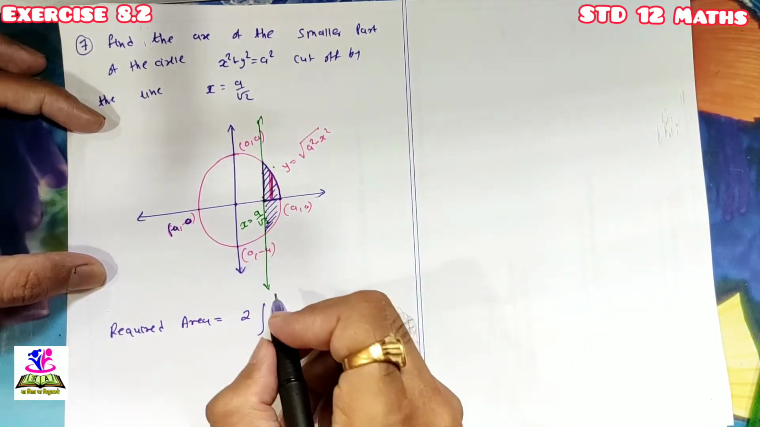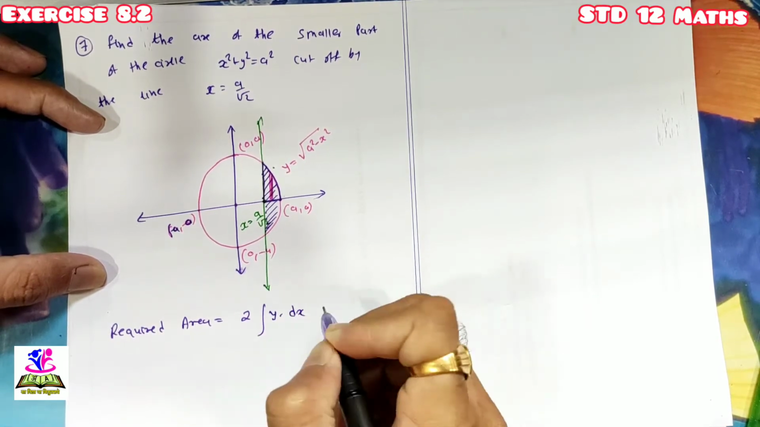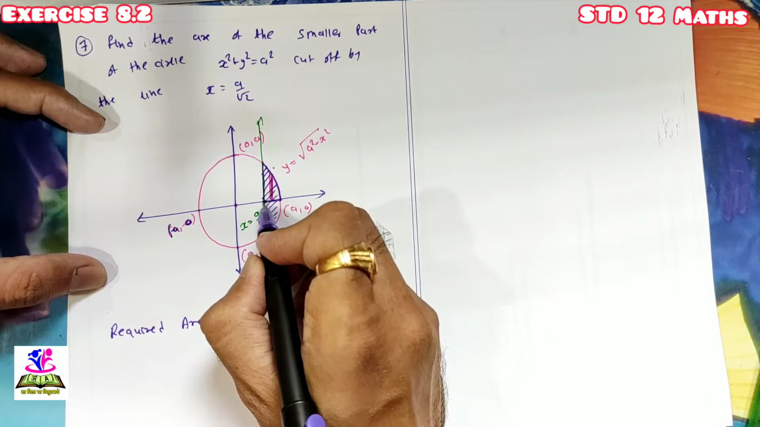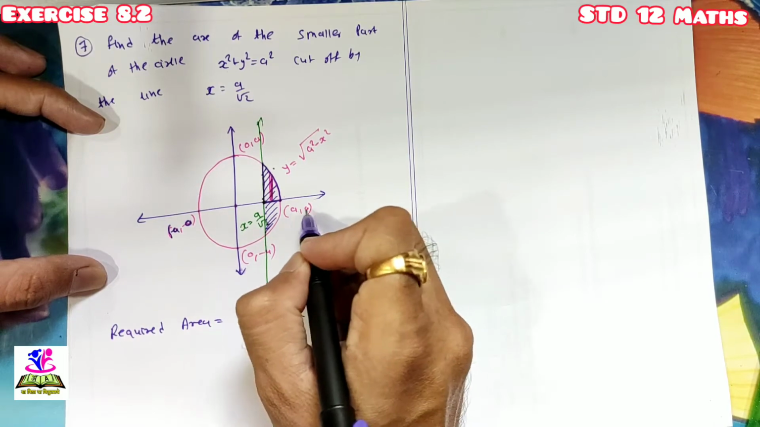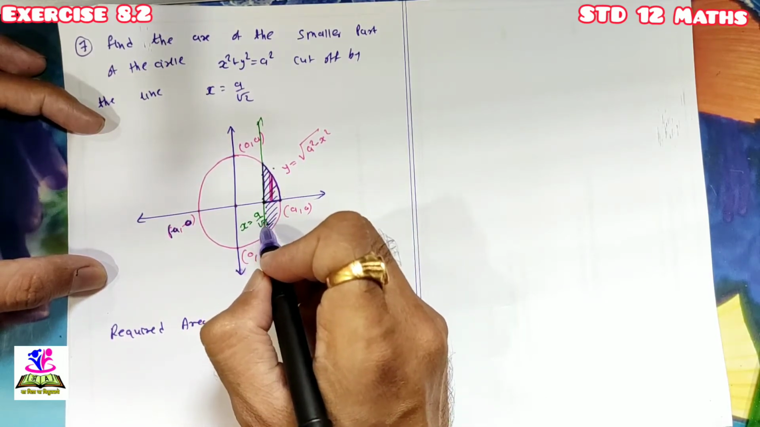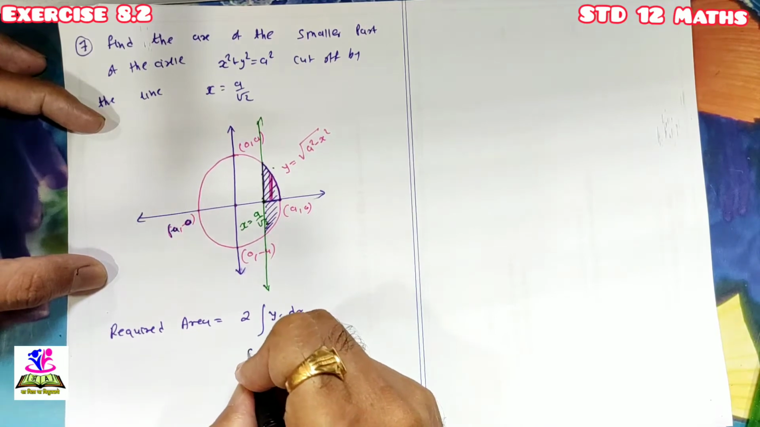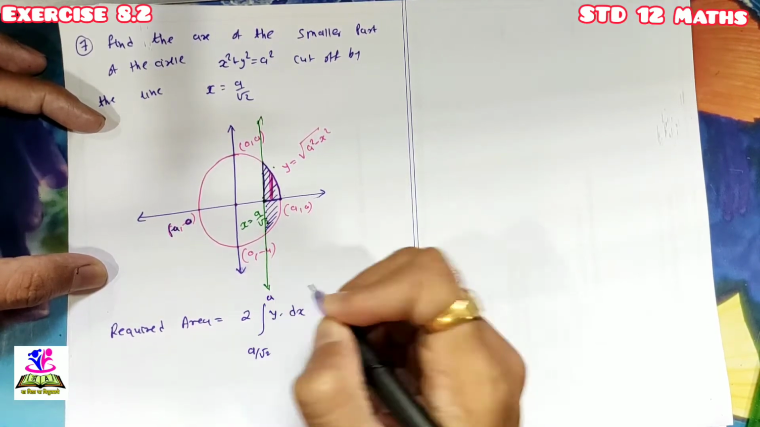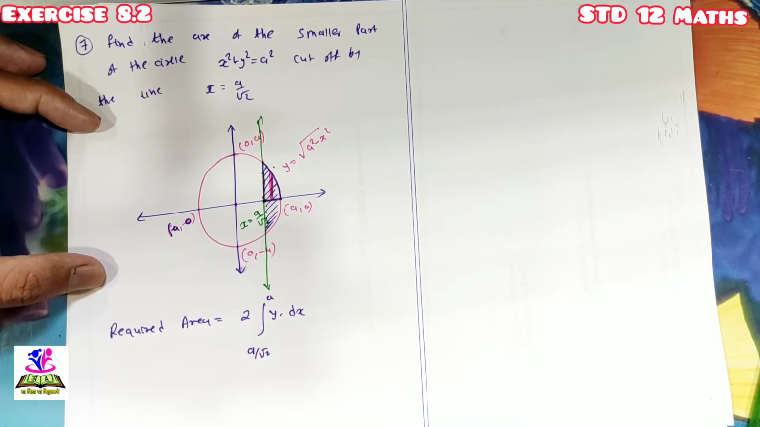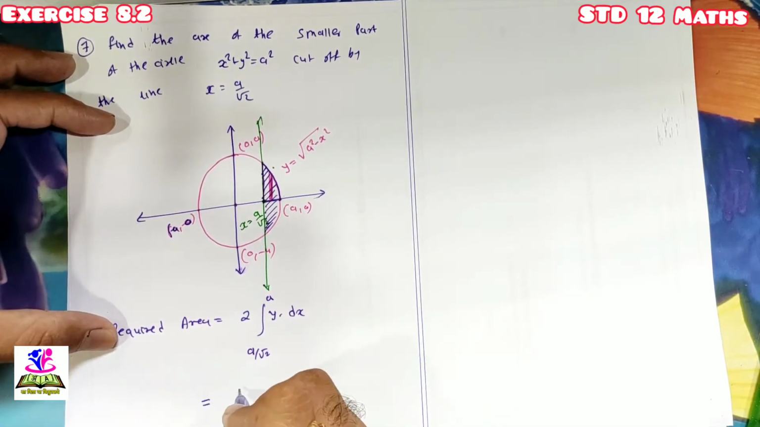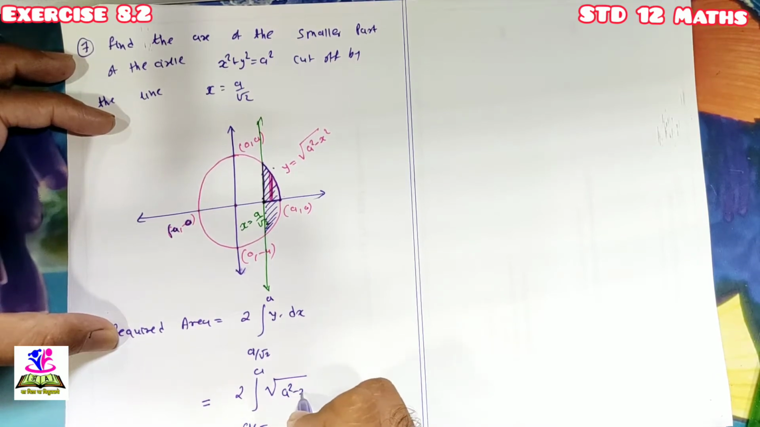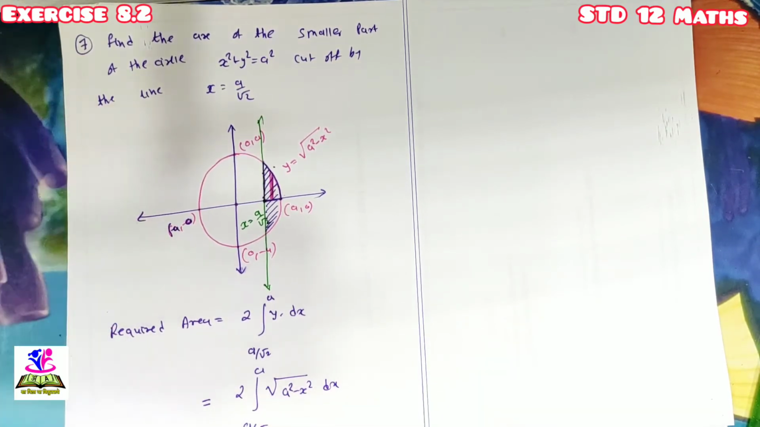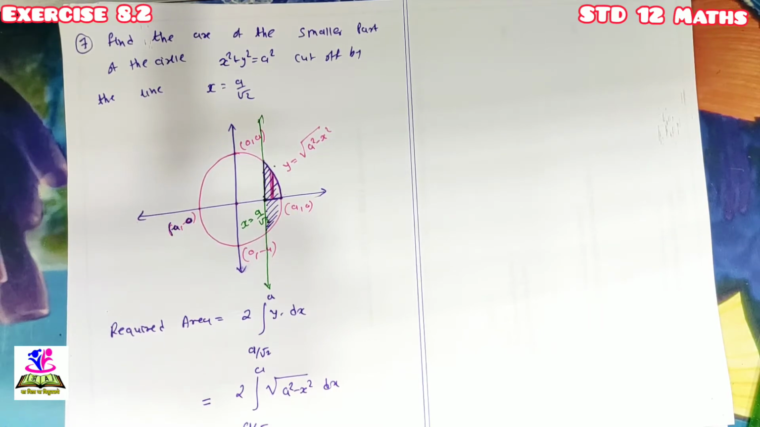So it's twice of integral of y dx, and our x varies from the line x equal to a upon root 2 to the radius a, because coordinates of this point are (a, 0). So the limits are a by root 2 to a. Clear? Put the value of y. So this is equal to twice of integral from a by root 2 to a of square root of a square minus x square dx. This is the required area, and then you have to integrate it.